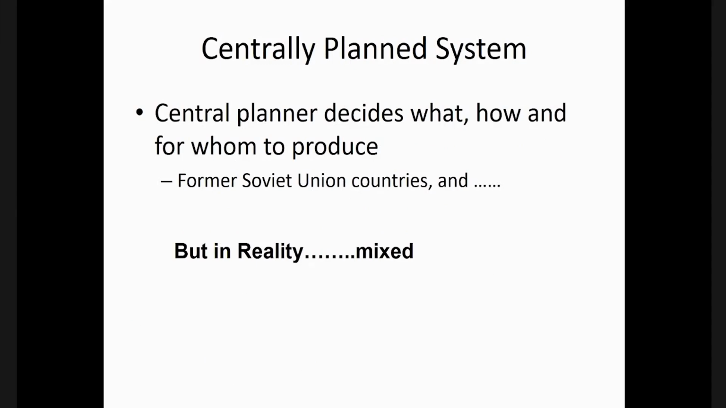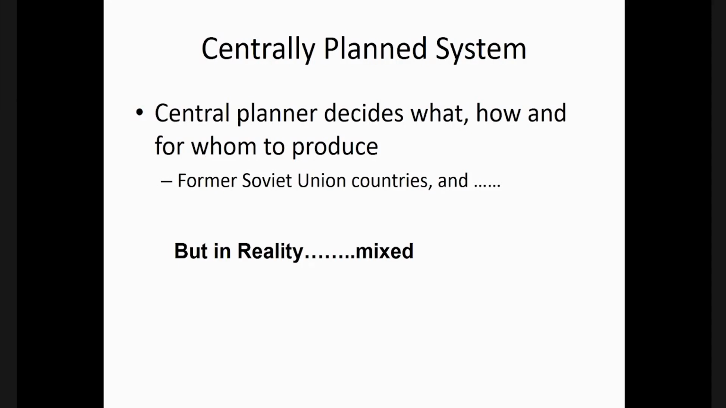Centrally planned system is very much easier. It is nothing to do with the price. It is the central planner, either the minister or the president or the central bank, some people in the treasury, policy making body, they decide. Or in some cases like in the communist parties, the communist party, they decide what to produce, how to produce and for whom to produce.